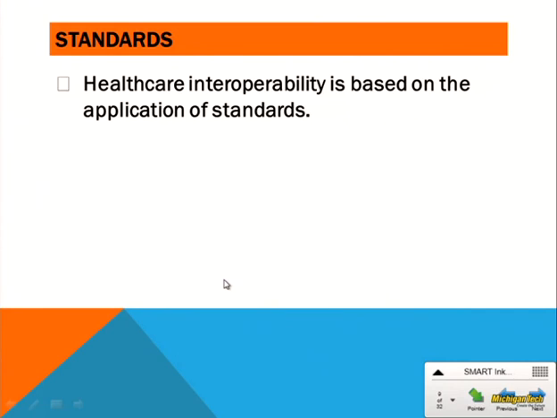So, in fact, healthcare interoperability is based on the application of standards. What kind of standard you use determines whether you can realize interoperability. So what we need to talk about in this course is the standards. If you want two systems to communicate with each other and understand each other, you must use the same standards. That makes things easy.